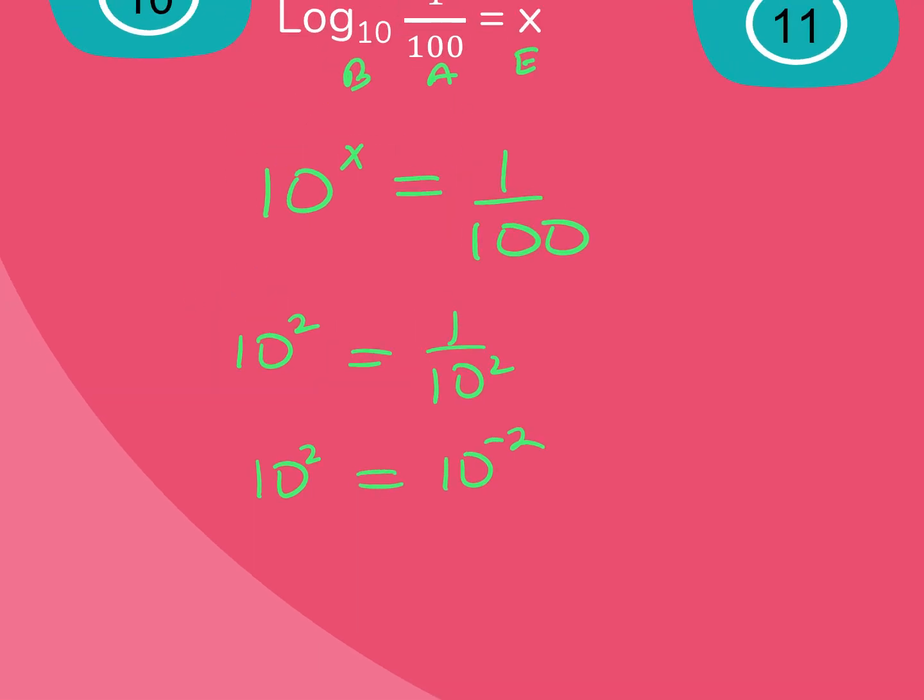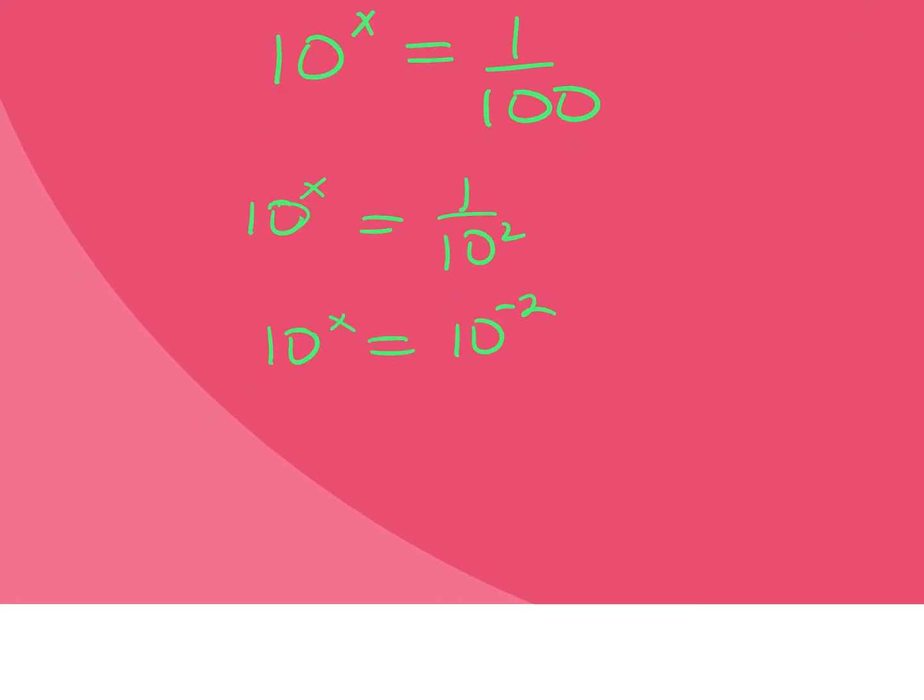And there should have been an x. Sorry, let me fix that. That was x. And now that I have the same bases, get rid of the 10s. And my final answer here is x equals -2.